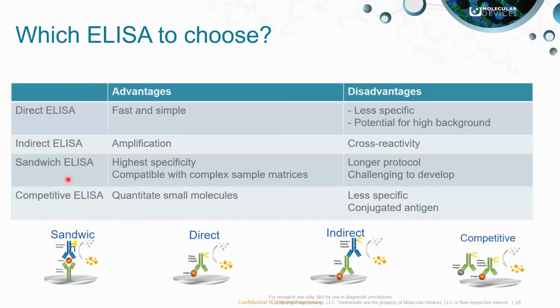A sandwich ELISA has the highest specificity and is compatible with small matrices. However, the protocols can be long and challenging to develop. Competitive ELISAs have the ability to quantitate small molecules. However, again, they can be less specific since you're only using one antibody, and they require the conjugate antigen.